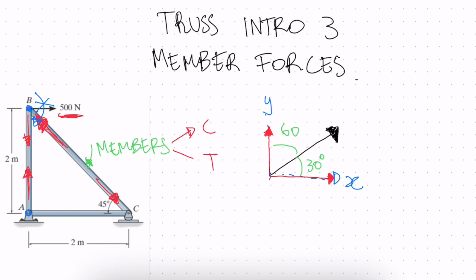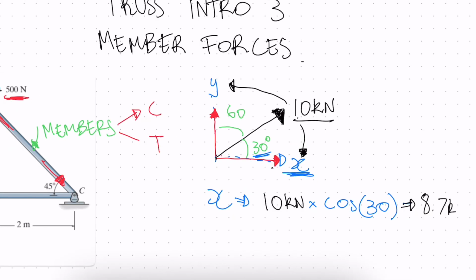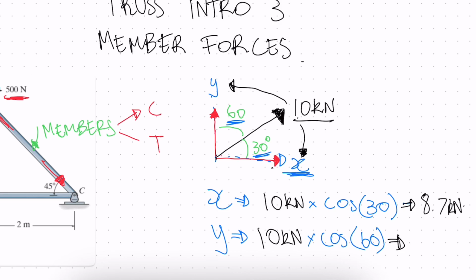There's a really simple way of looking at this force. Say, for example, this force is 10 kilonewtons. We need to figure out how much of this 10 kilonewtons is going to be distributed to the Y direction and how much will be distributed to the X direction. To find our X direction, all we need to do is multiply our 10 kilonewtons by cos of this angle, and this will give us our force in our X direction, which will be 8.7 kilonewtons roughly. And if we want to find our Y direction, we can do the same thing but use 60 degrees. So we can write 10 times cos of 60, and that will be 5 kilonewtons.